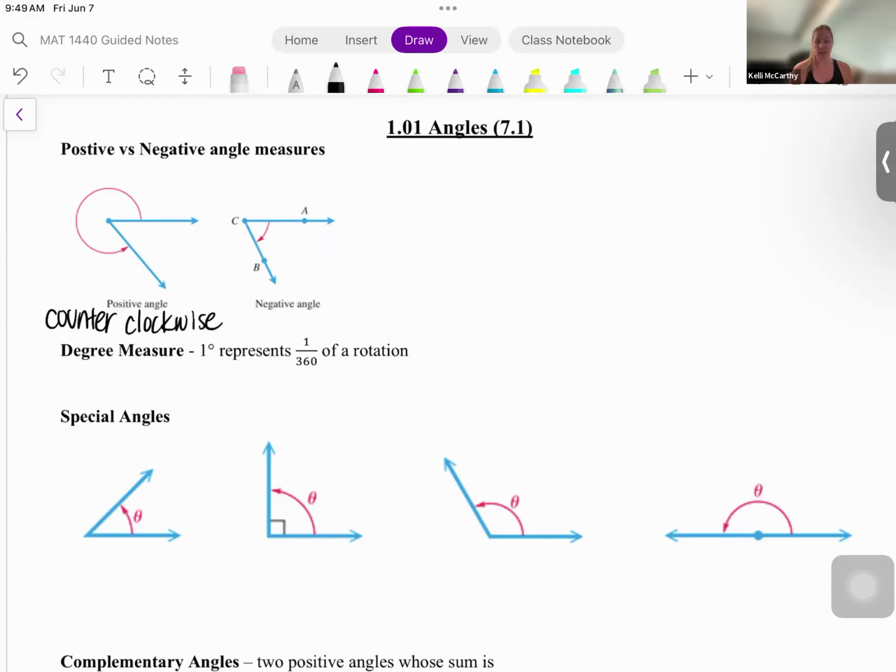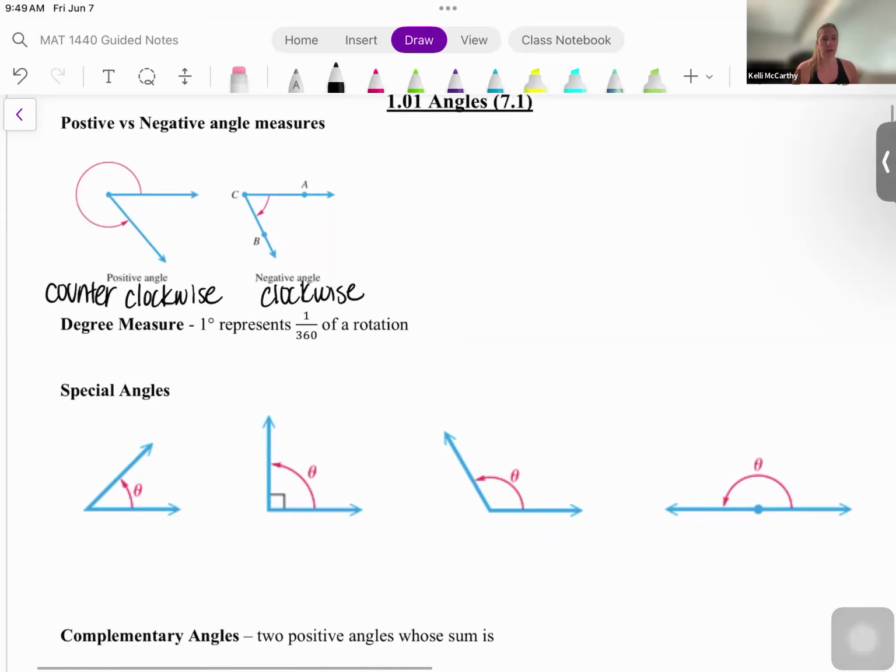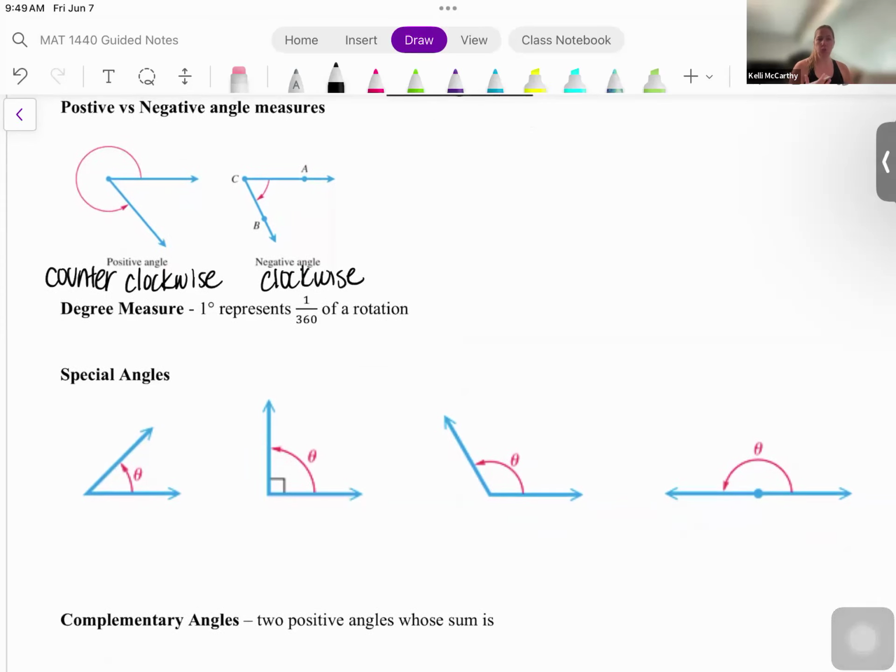A negative angle is measured clockwise. So starting with our initial side, moving clockwise to our terminal side results in a negative angle. Our degree measure, 1 degree represents 1/360th of a rotation. What this means is that there's 360 degrees in a full rotation.